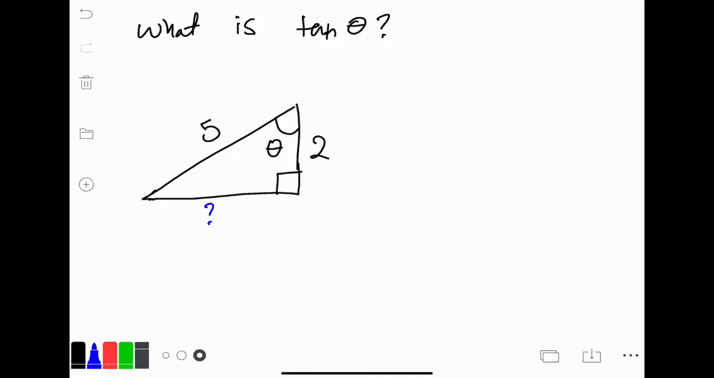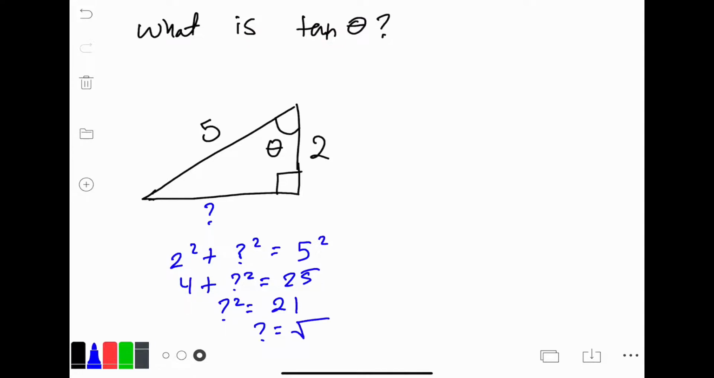So if we use Pythagoras' theorem, we would figure out that 2 squared plus question mark squared equals 5 squared. You don't have to use question mark. You could use x or a as other variables if you don't want to use question mark. It doesn't really make a difference at the end of the day. So 4 plus question mark squared equals 25. So question mark squared equals 21. So question mark, or the opposite side, is square root of 21.